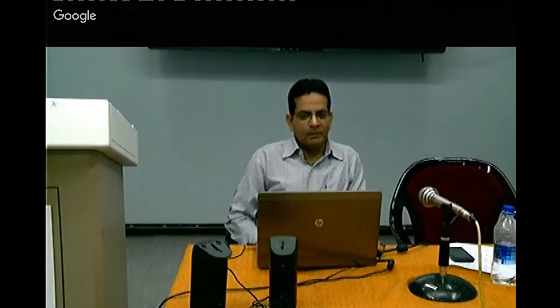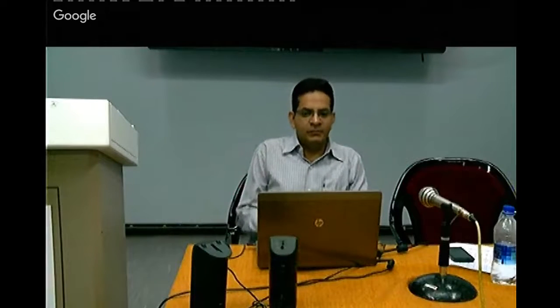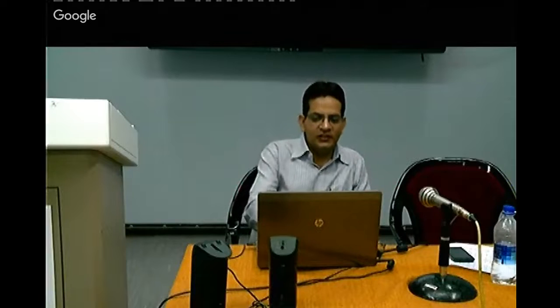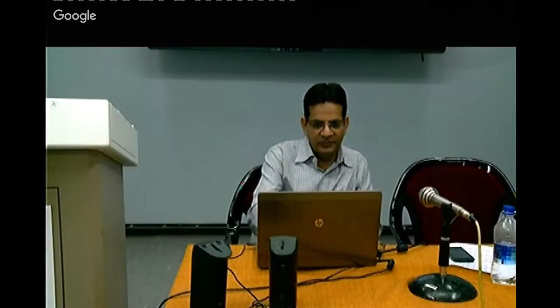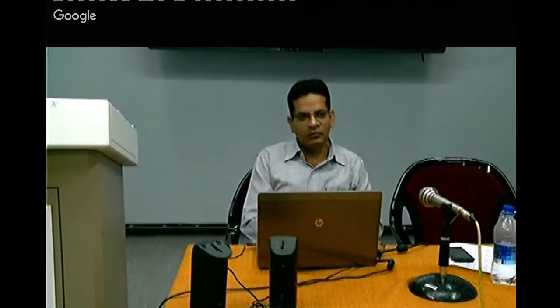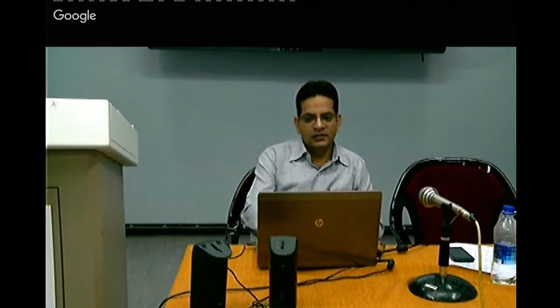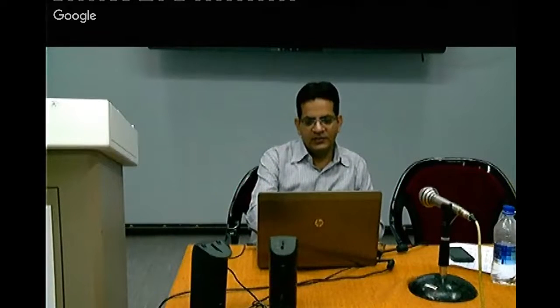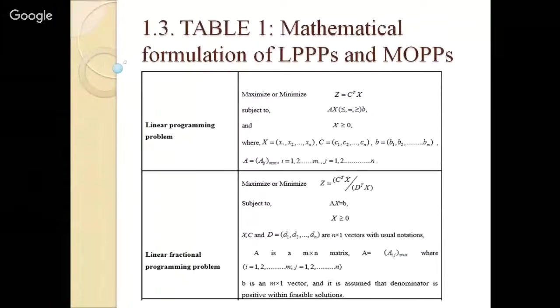So we have one table to understand what is the LPP and multi-objective. You can see this is linear programming. We have clubbed this in a tabular form. Linear. Only one objective function is there. All constraints and the objective function are in linear format. Right? So it is linear fractional, a change in the objective function. It is C transpose X divided by D transpose X. It is a linear fractional objective programming problem.